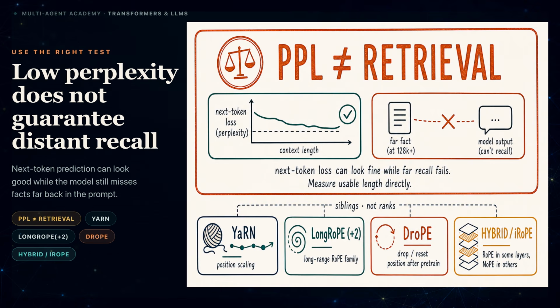Context extension methods also take different approaches. YaRN and long rotary position methods rescale rotary position embeddings for longer ranges. Another method drops positional embeddings after pre-training. Hybrid designs, including interleaved rotary position embeddings, use them in some layers and leave them out of others. These are different design choices, not levels in one ranking. None of them guarantees useful long context, so test distant retrieval, aggregation, and multi-hop reasoning directly.